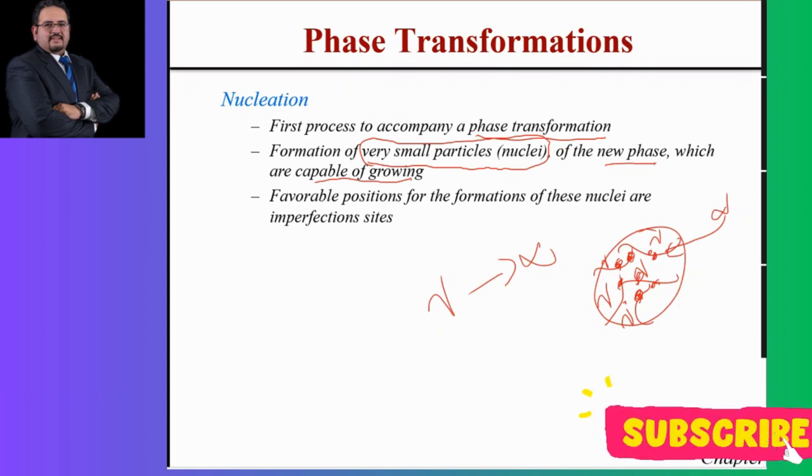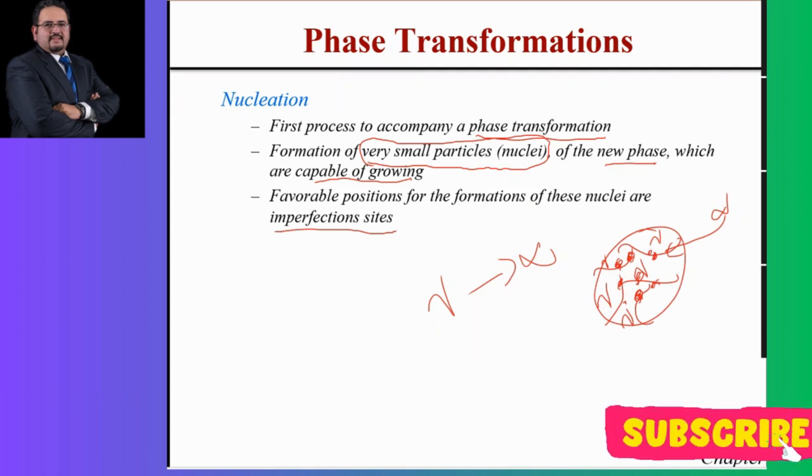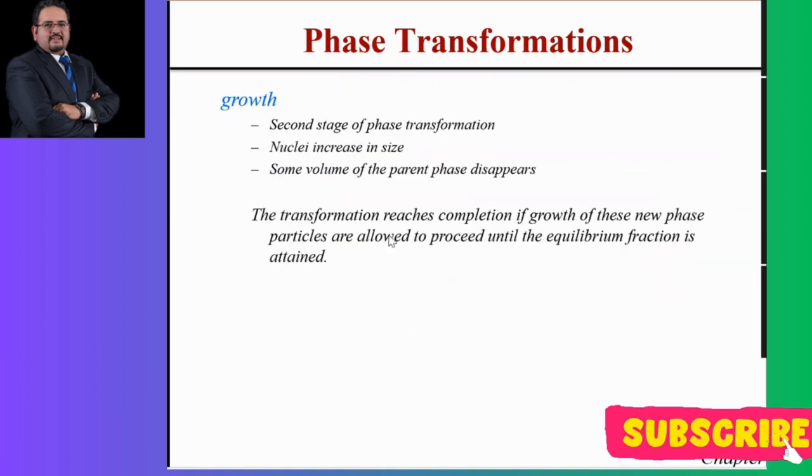Favorable positions are the imperfection sites, where you have the problems, where you have the drawbacks. These are the potential sites, right? Where you have dislocations, where you have vacancies, or where you have, for example, some other types of defects. This is where it will start. So the initial phase is nucleation.